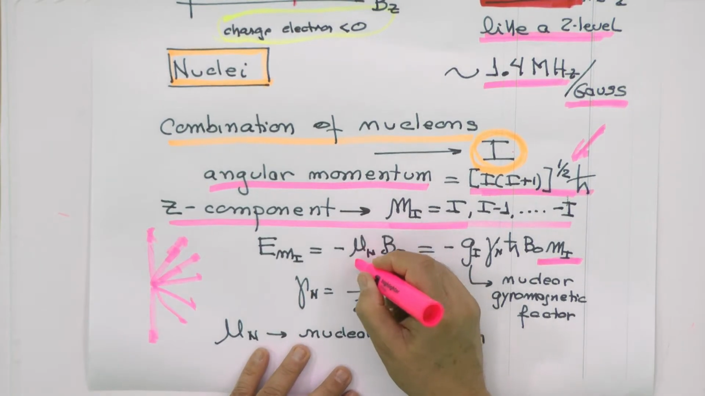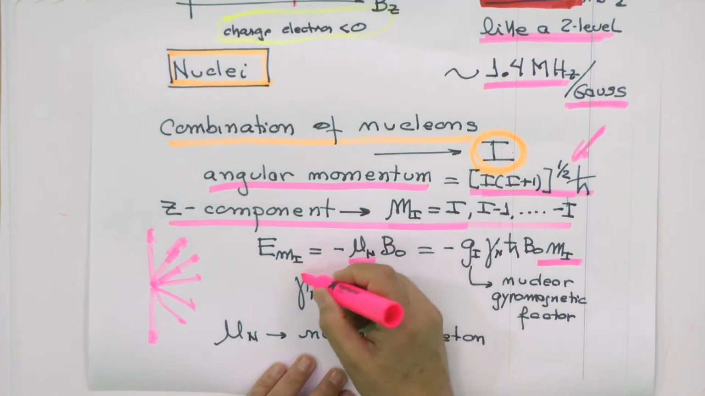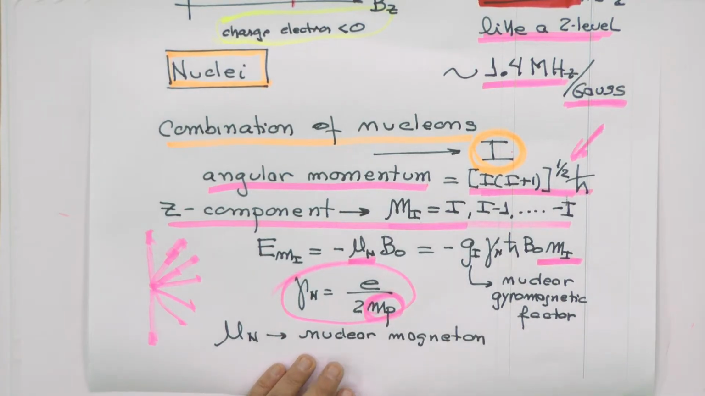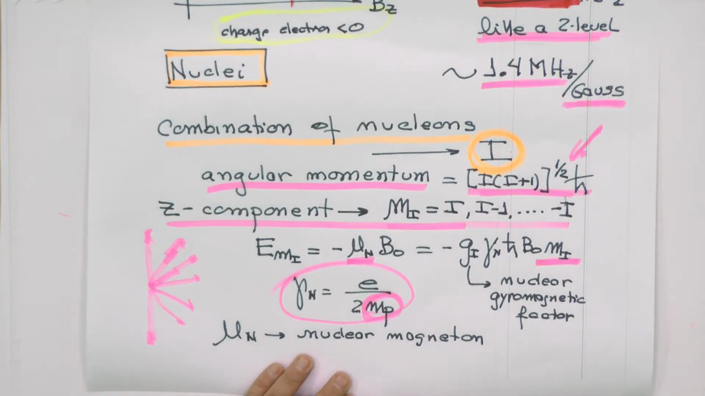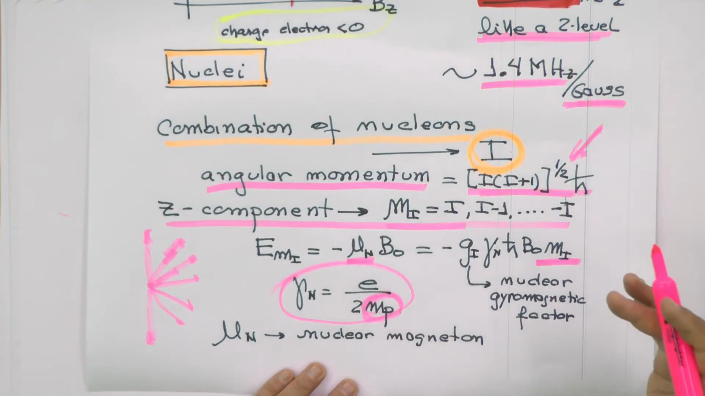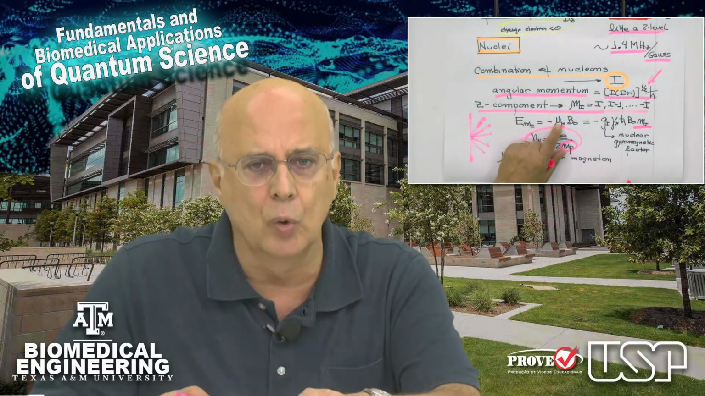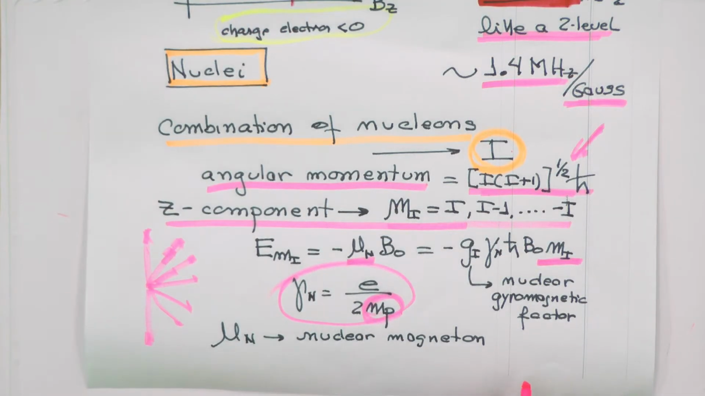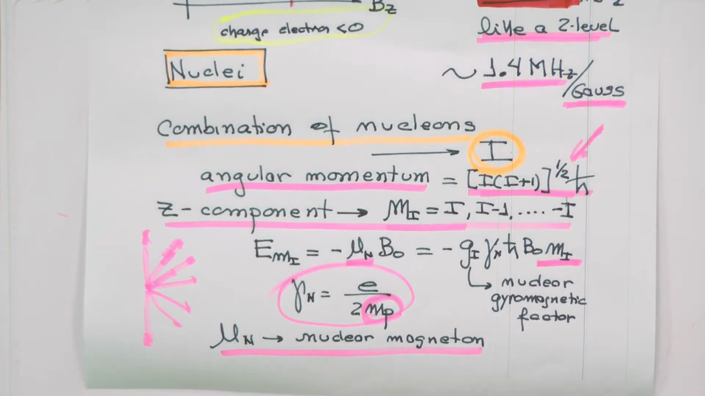But this magnetic moment of the nucleus is quite small, because this factor here comes from the mass of the proton, which is basically the mass of the neutron. And because the mass of the proton is much larger than the mass of the electron, the nuclear magnetic moment is normally 2,000 times less than the electron magnetic moment.